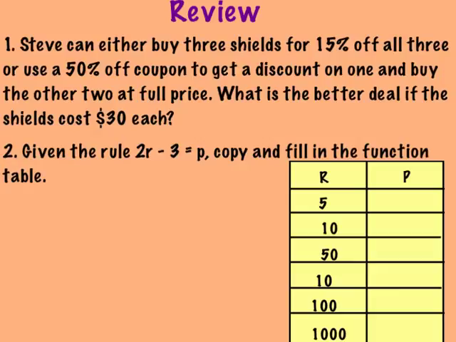And here's your review. So Steve can either buy 3 shields for 15% off all 3, or he can use a 50% off coupon to get a discount on one and buy the other 2 at full price. What is the better deal if the shields cost $30 each? And number 2, given the rule 2r minus 3 equals p, copy and fill in the function table.